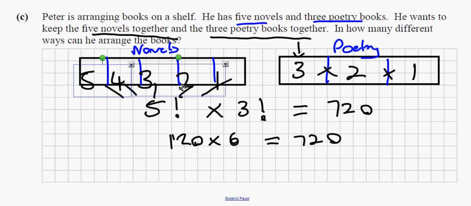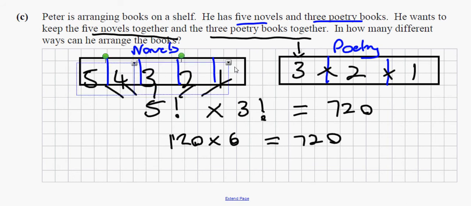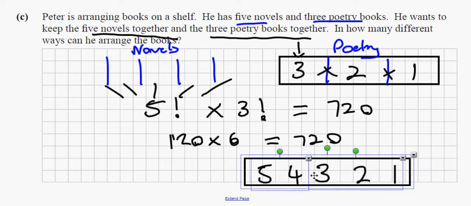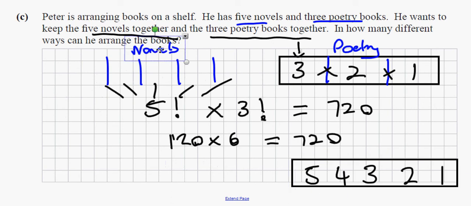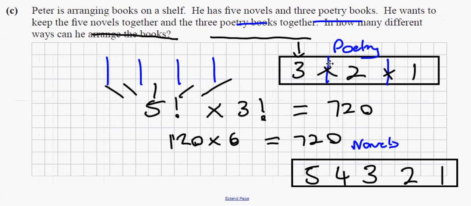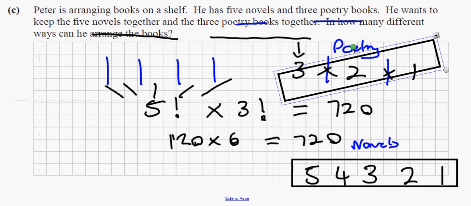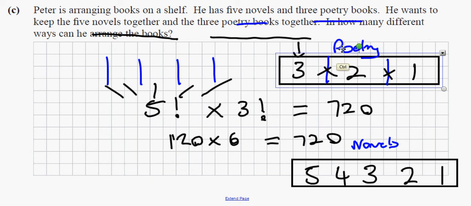Now, if we were to move, we can move the novels into the second position. We could have the novels second and the poetry books first. Okay, and if we were to do that, then there'd be a different way of doing this question, okay?